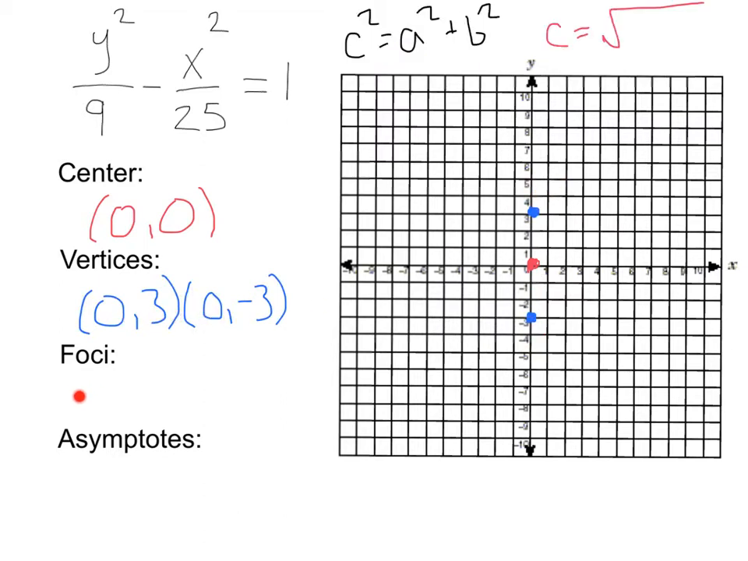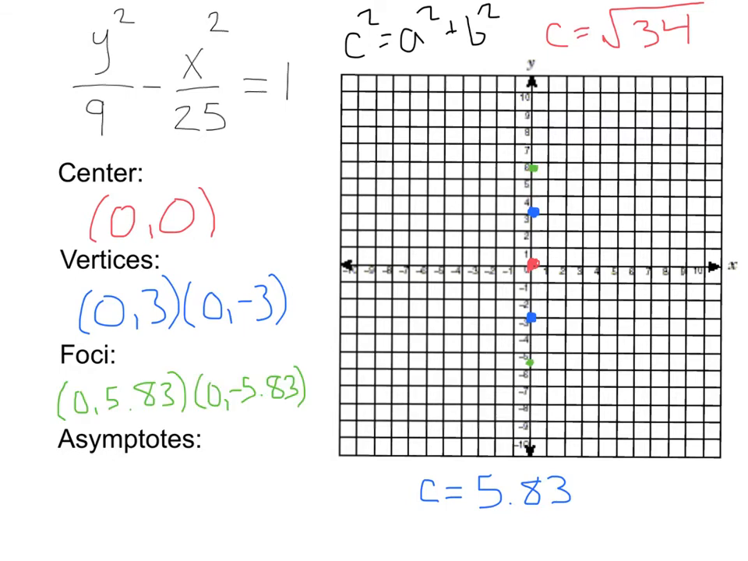To find our foci, let's go ahead and do c squared equals a squared plus b squared. That's going to be 9 plus 25, or c equals the square root of 34, and let's round that out. It's going to be much easier to graph. Using some quick calculator magic, we get c equals 5.83, and that's going to be in the same direction as our vertices, so we'll go up 5.83 and down 5.83. And there we have it, foci points at (0, 5.83) and (0, -5.83).